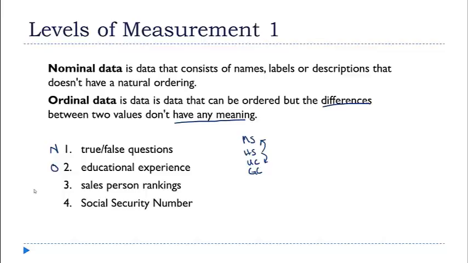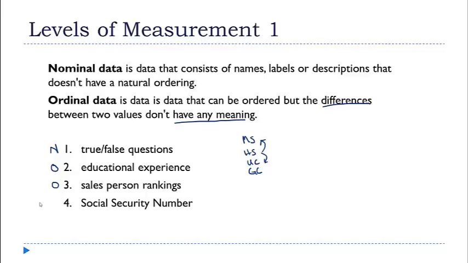Now, salesperson rankings are similar to educational experience. The rankings can be sorted so you know who the top salesman is, who the second best performing salesman is, etc. However, the rankings don't give us any information about the difference between first place and second place. For example, the difference may have been $100 in sales or $10,000 in sales. We don't know. So this variable would go in the ordinal category.